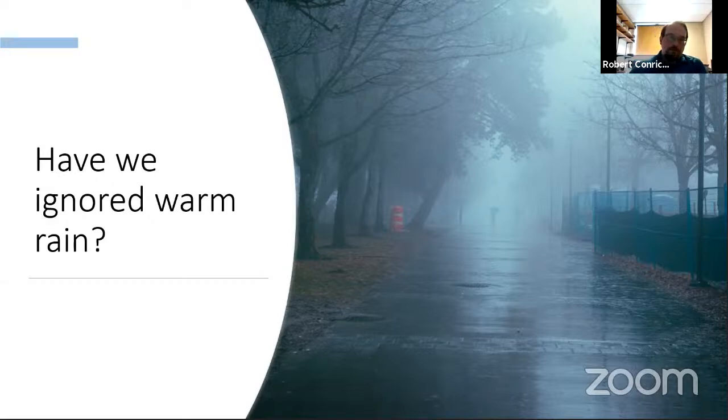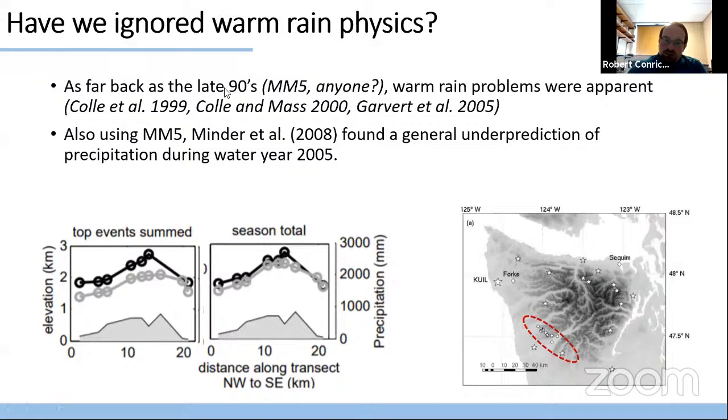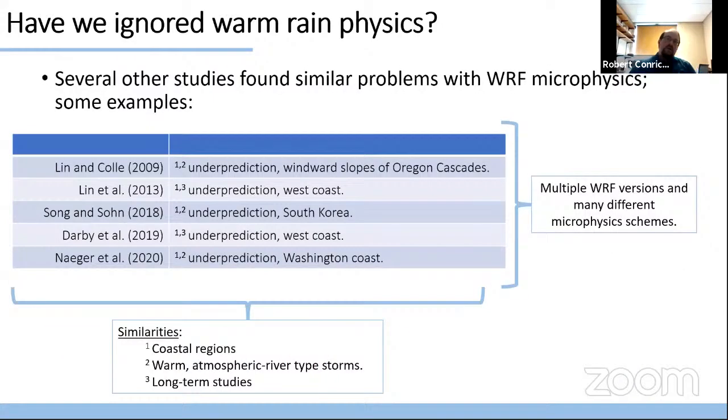throughout all of these development cycles? As far back as really the late 90s, when we were using MM5 as our favorite model, warm rain problems were apparent then. And a couple of references here to that that I won't get into details on. But a few years later, in 2008, there was a study by Minder et al. that basically reiterated some of that: that precipitation is generally underpredicted along coastal areas of the Pacific Northwest, particularly during warm storms like atmospheric rivers or other events where there's a lot of warm rain going on. And there have been a number of more recent studies that have found similar problems with WRF microphysics, so moving away from MM5.